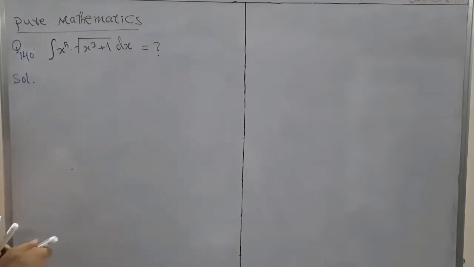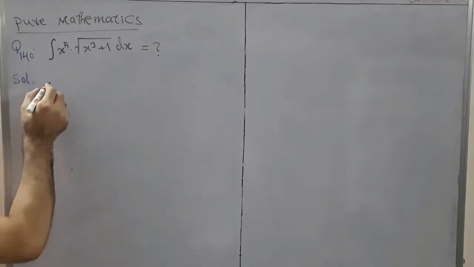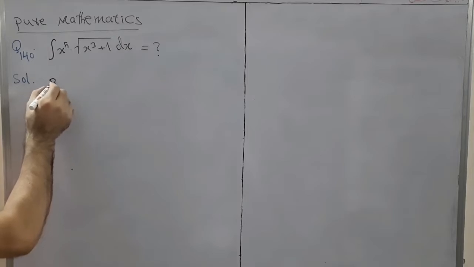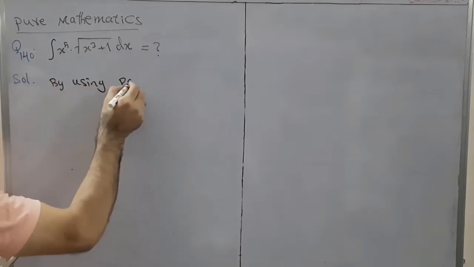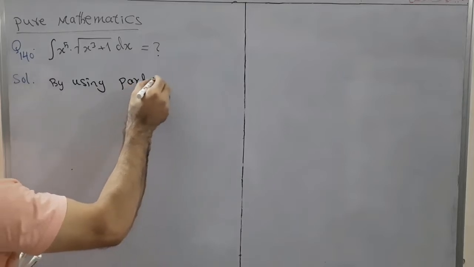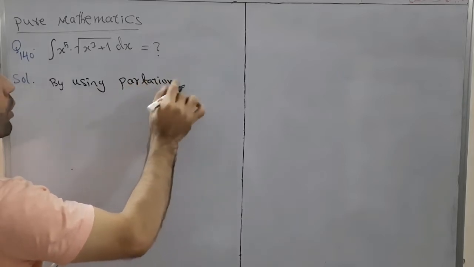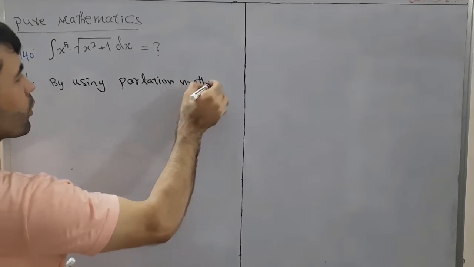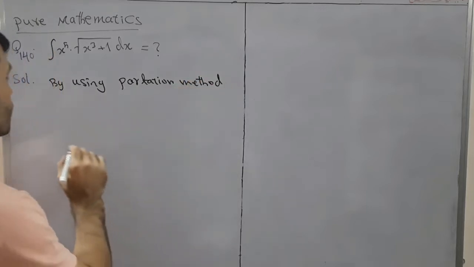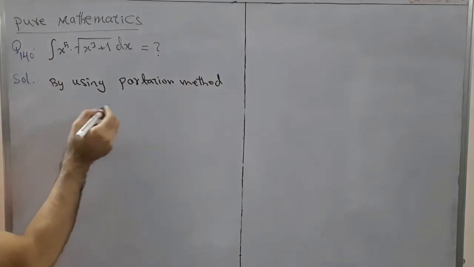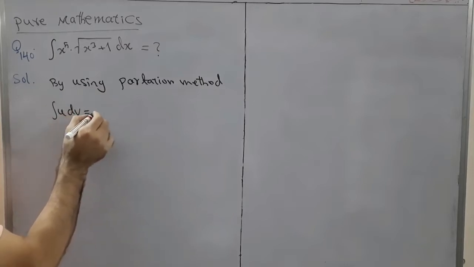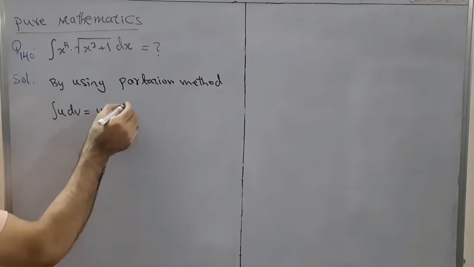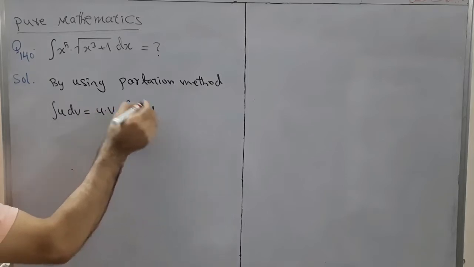Here we want to solve this question by using the partition method. By using the partition method, we have the integral of u dv is equal to u multiplied by v minus the integral of v du.